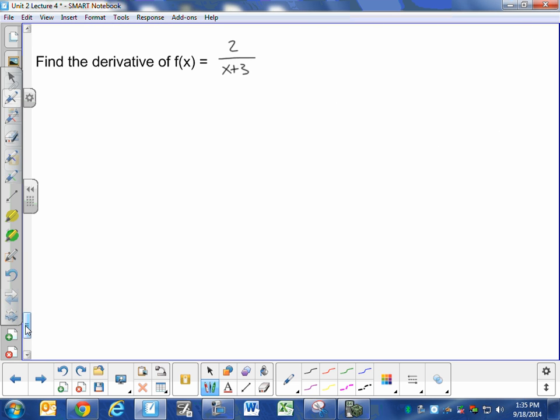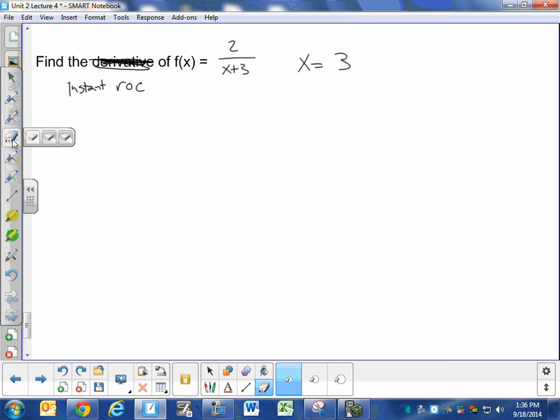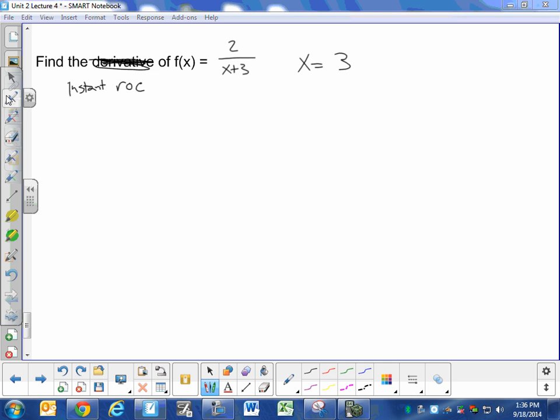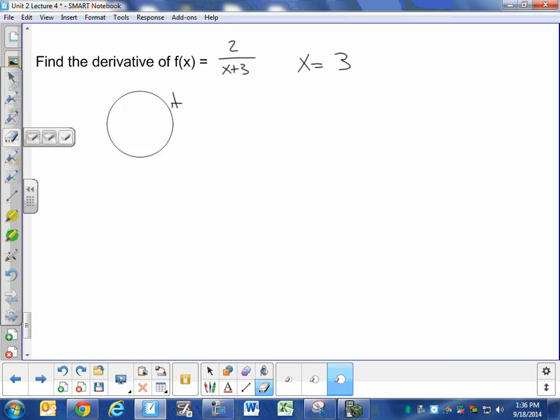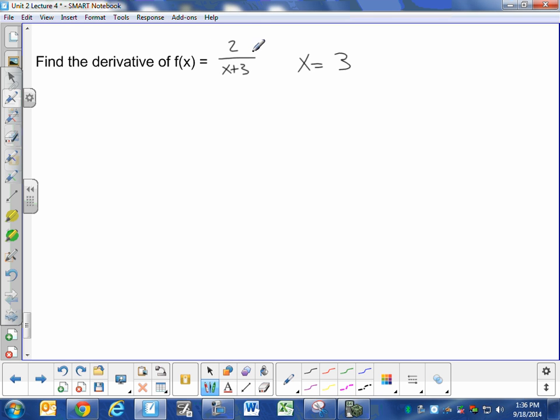Now this is just asking me to find the derivative. I could ask you this multiple ways. I could say find the instantaneous rate of change of my function at a point when x equals 3. Anything. I could ask you whatever I wanted to. You should know that they're all interchangeable. I could say find the slope of the tangent of your function at this value. But right now it's just saying find the derivative of this function, and I'm going to throw in at x equals 3.